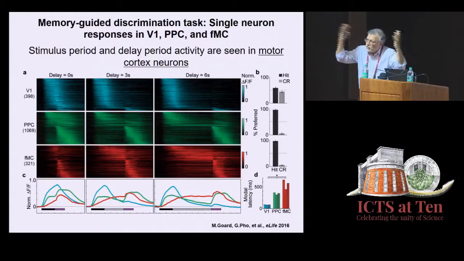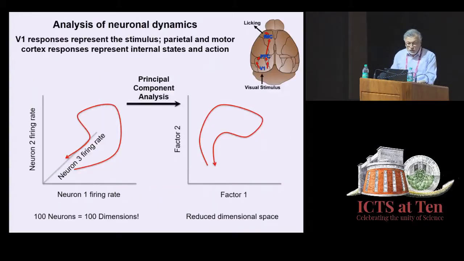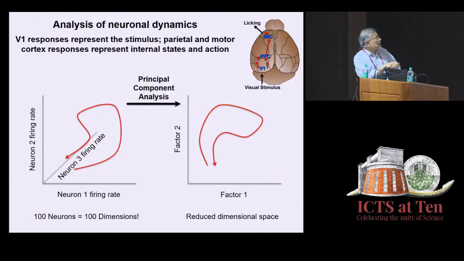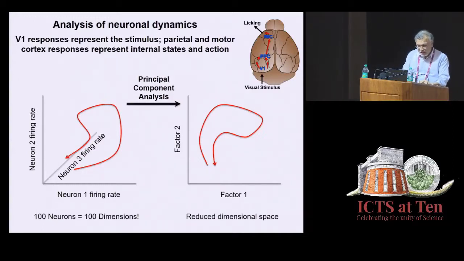I must lick as soon as these guys let me lick. But the brain knows it, and the brain carries that information. And then it licks when it can. And of course, we can use dynamic systems analysis and PCA for these hundreds or thousands of neurons to see where is the information. And it is the motor cortex that carries the internal state and action.